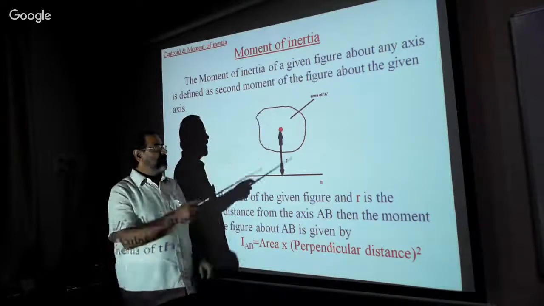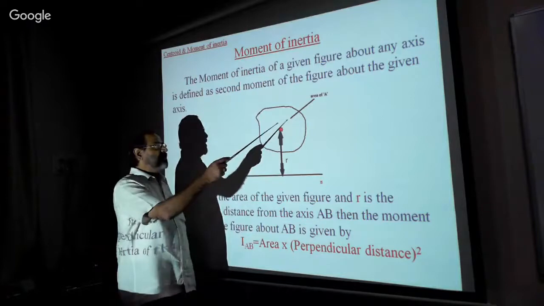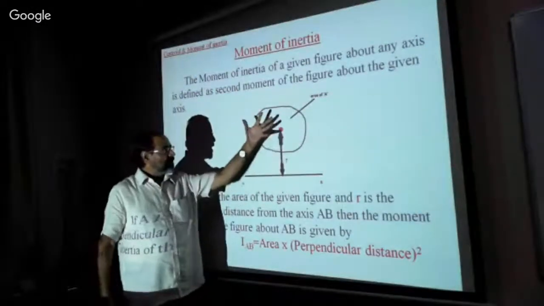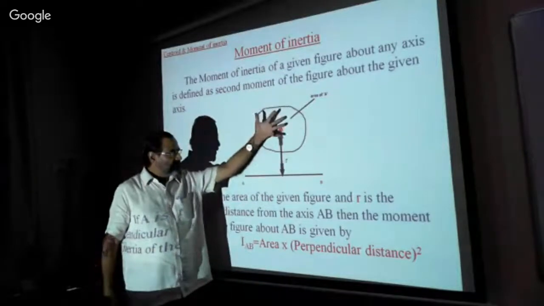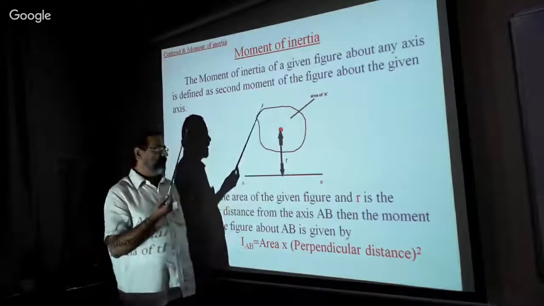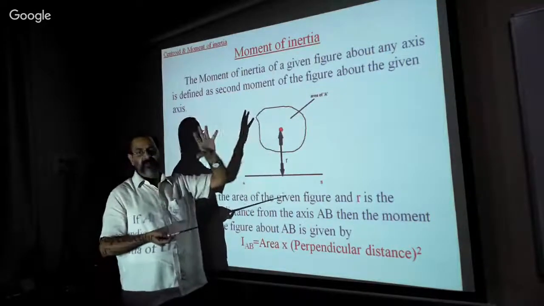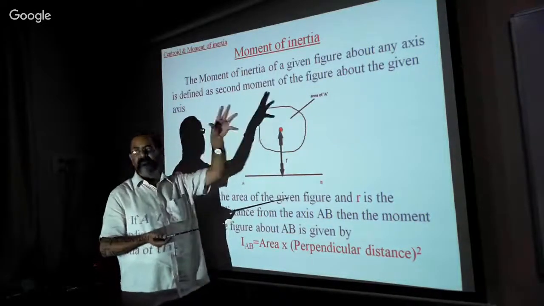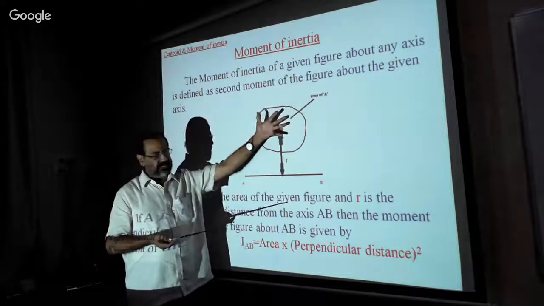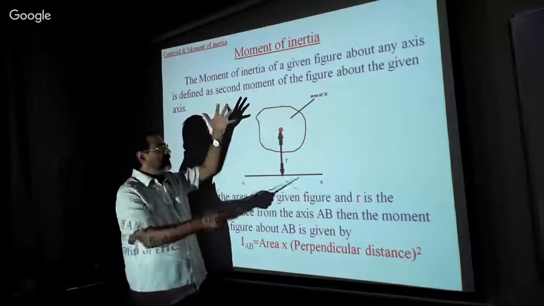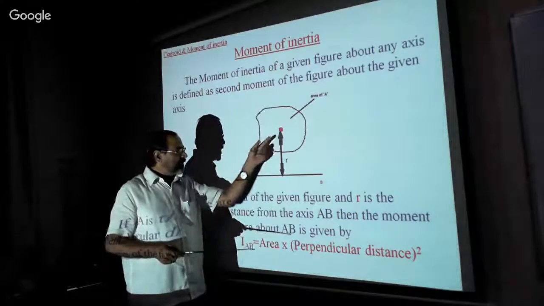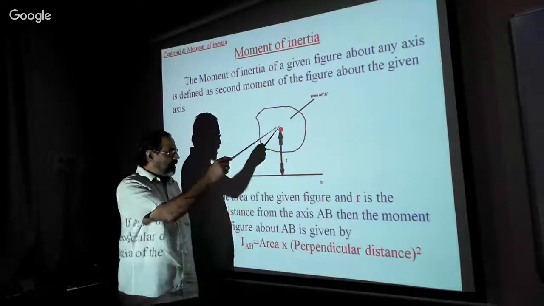This figure has a centroid. The moment of inertia of this plane figure with respect to AB is I_AB. I is the abbreviation used to indicate the moment of inertia. So the moment of inertia of this section with respect to AB is equal to I_AB, which is area multiplied by distance. That is how we can calculate it.